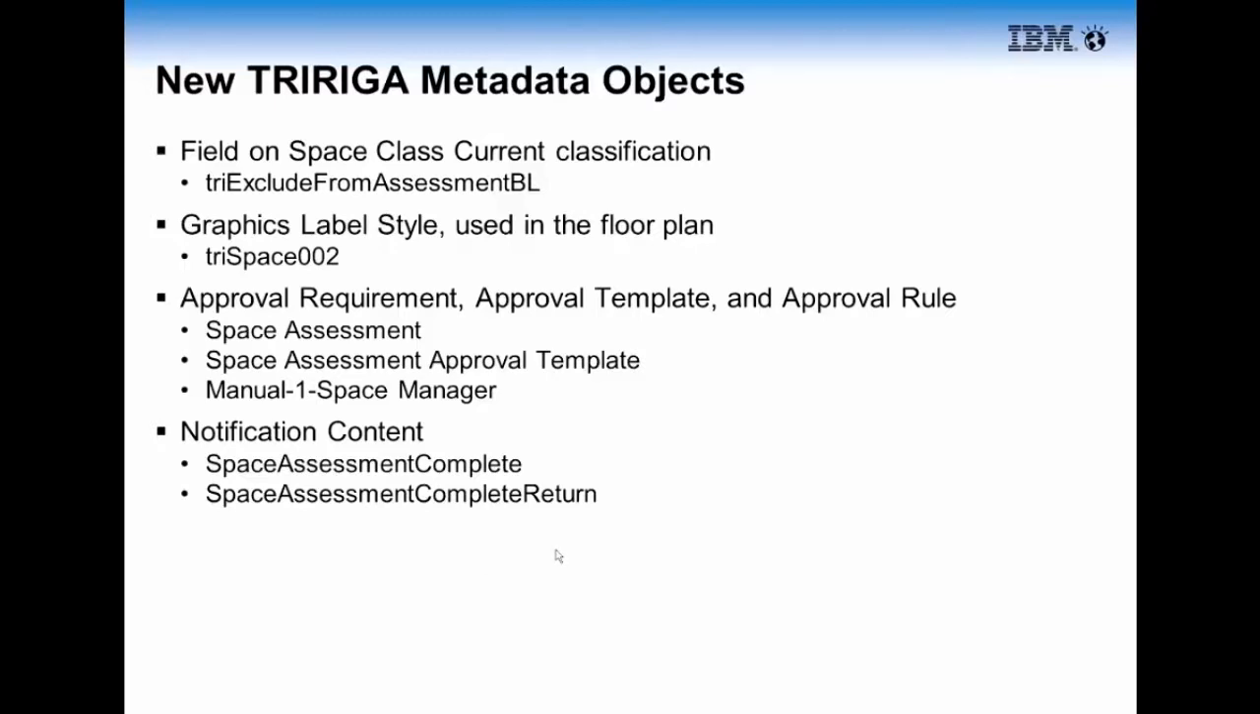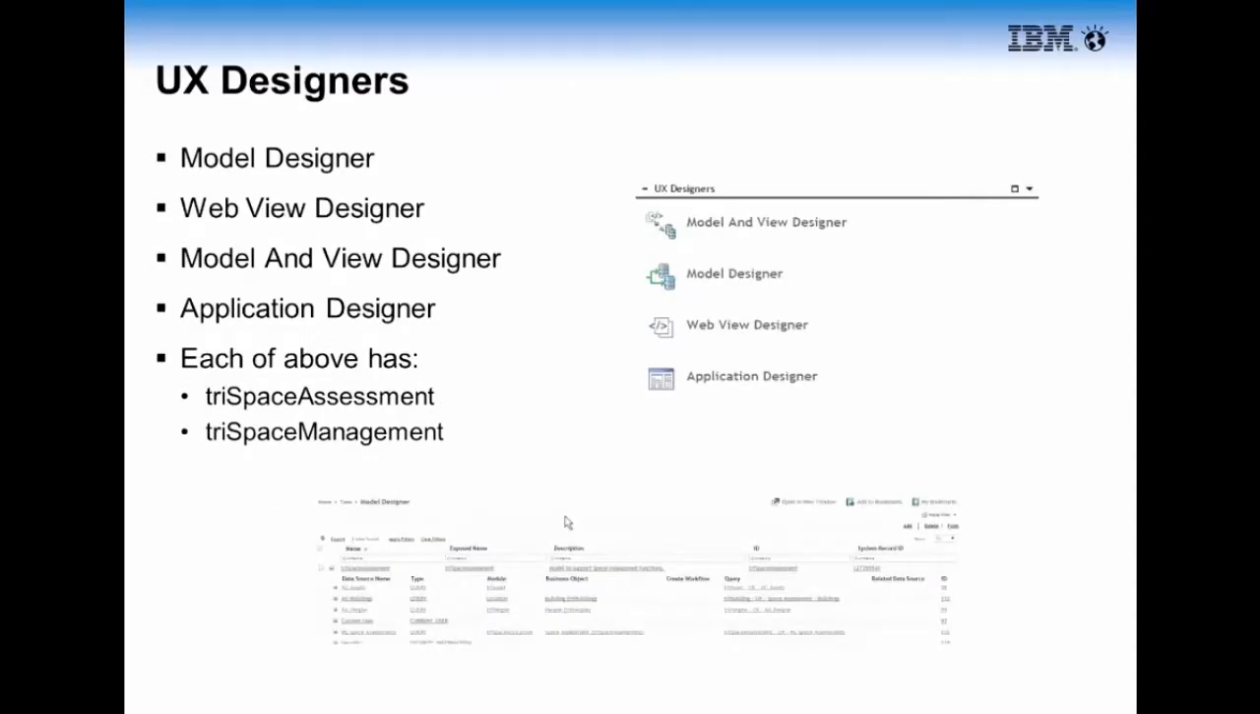For the UX designers, right now we have four new designers that we use for the development. First of all is the model designer. The model designer is used to define the model metadata and assemble data sources. The data sources pull data from business objects, queries, or other source types. I'm going to show you the space assessment and space management apps.